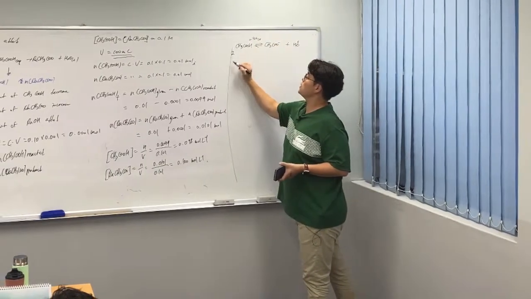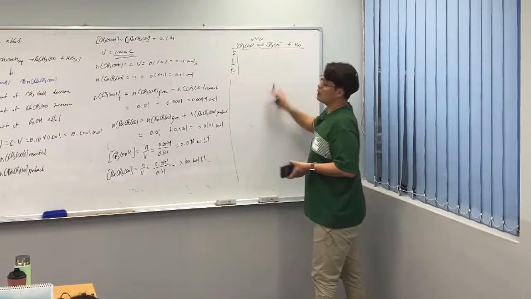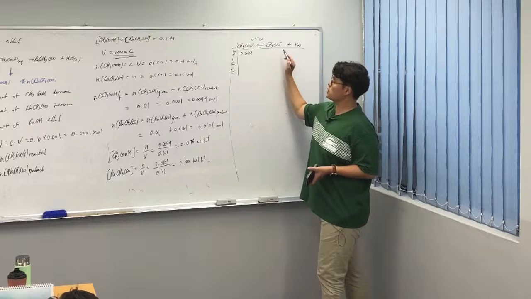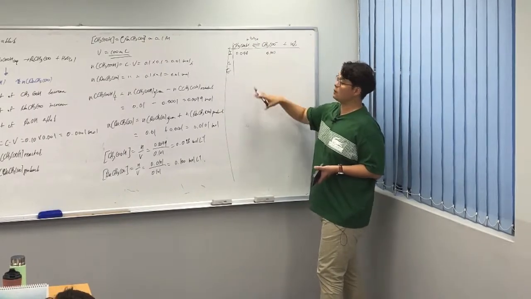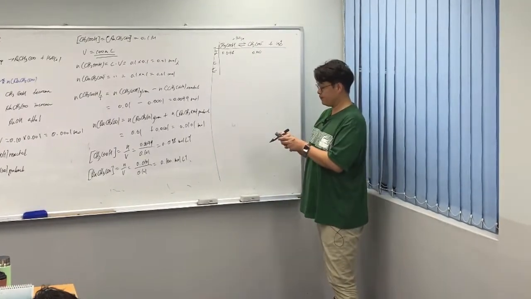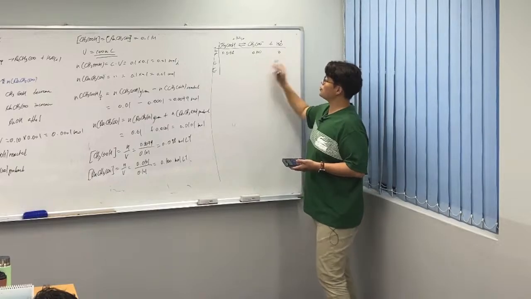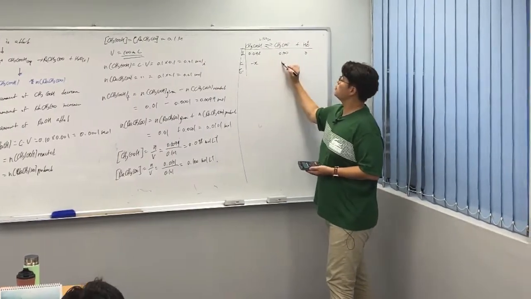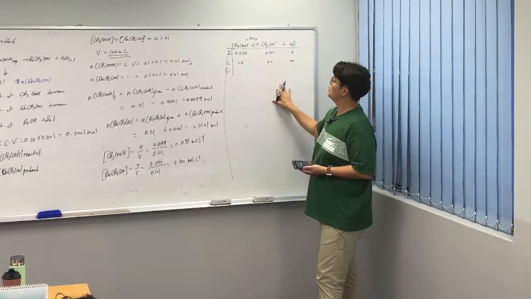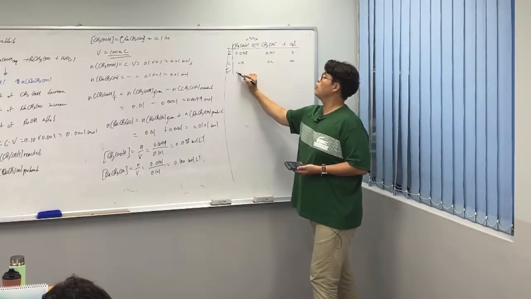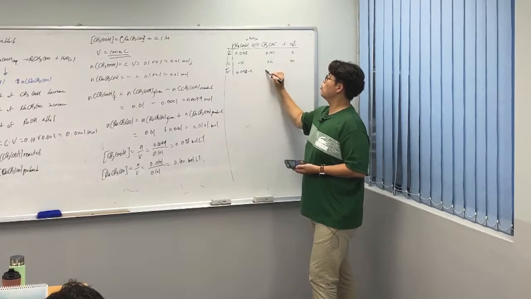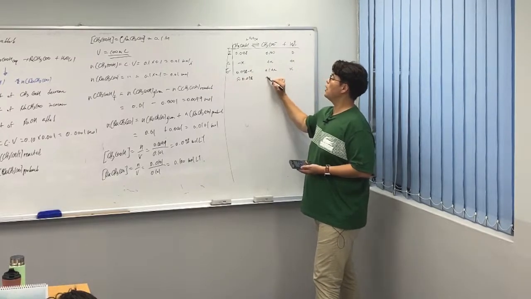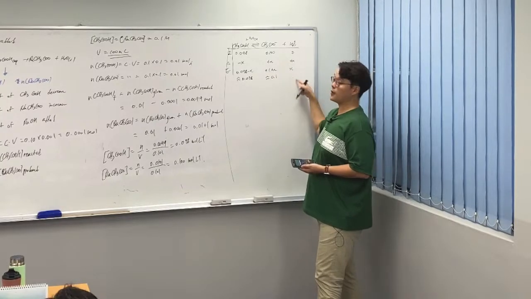We can skip that, put it into the ice table. Then initially now changing it into the 0.098, and this is 0.100. There's not much change. I mean, there's no change at all. And that would be 0. Then you would get minus x, and plus x. So it would be 0.098 minus x, 0.1 plus x, and x. That's approximately 0.098, approximately 0.1, and that would be x.